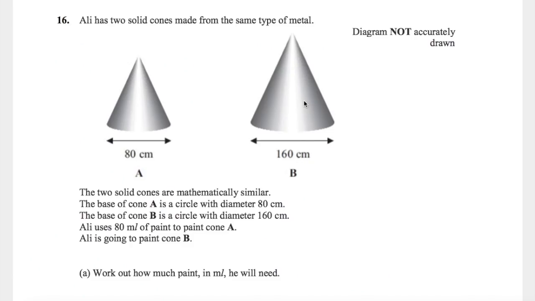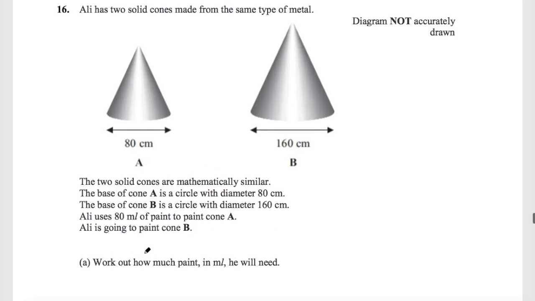Question 16 says Ali has 2 solid cones made from the same type of metal. And here we have a diagram that says diagram is not accurately drawn, and the question goes on. The 2 solid cones are mathematically similar. The base of cone A is a circle with diameter 80 centimeters. The base of cone B is a circle with diameter 160 centimeters. Ali uses 80 milliliters of paint to paint cone A. Ali is going to paint cone B. Work out how much paint in milliliters he will need.